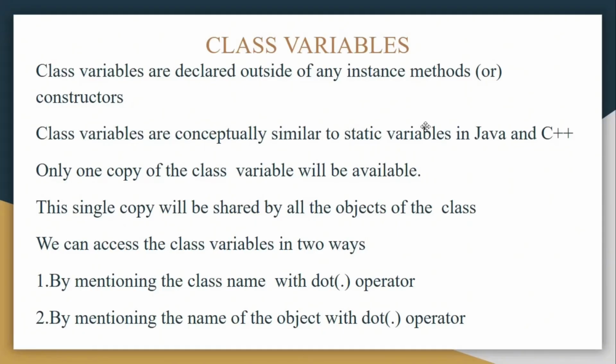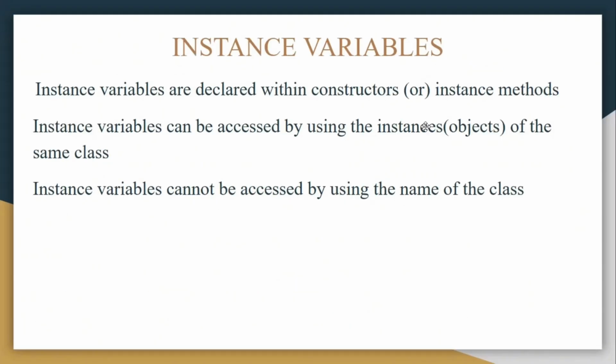We can access the class variables in two ways. The first way is by mentioning the class name with dot operator, and the second way is by mentioning the name of the object with dot operator. Now we will discuss the second type of variable, that is the instance variable. Instance variables are declared within constructors or instance methods. Instance variables can be accessed by using the objects of the same class. Instance variables cannot be accessed by using the name of the class.